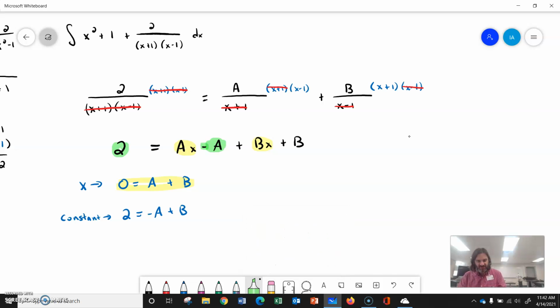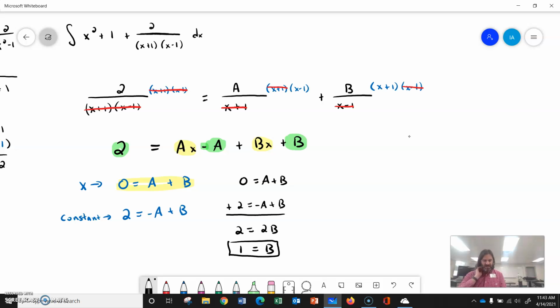But we got 2 equations, 2 unknowns. This is the way you usually feel good about a system of equations. I'll add those 2 equations together, so we'll have 0 plus 2 equals A plus B plus negative A plus B. So that means 2 equals 2B, so B equals 1. And if A plus B equals 0, then A plus 1 equals 0, so A equals negative 1.